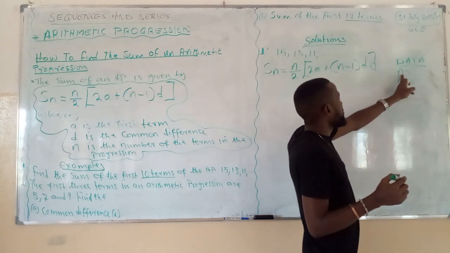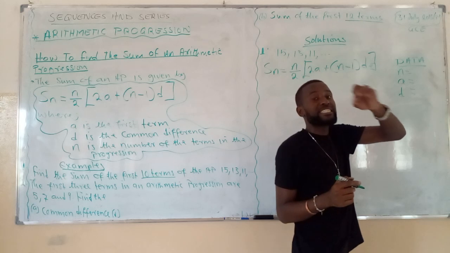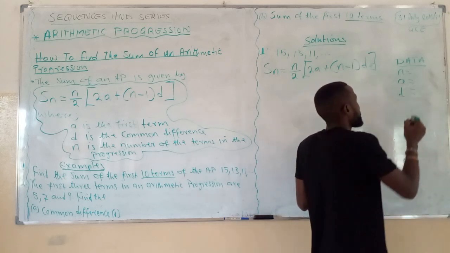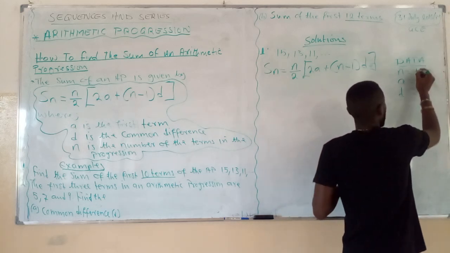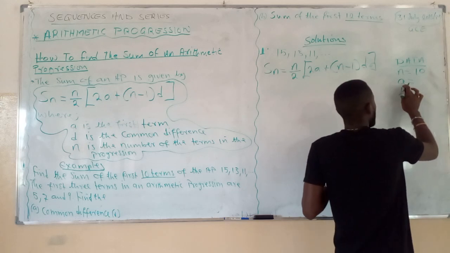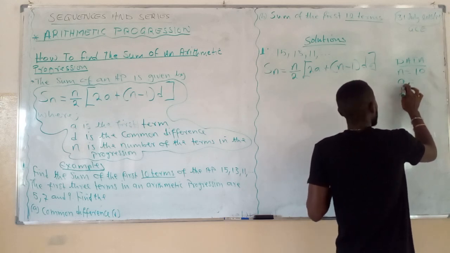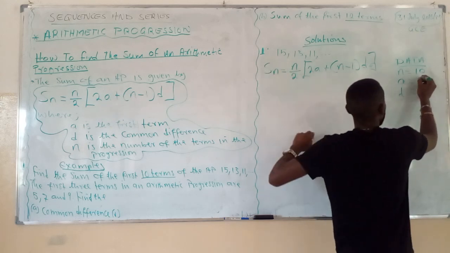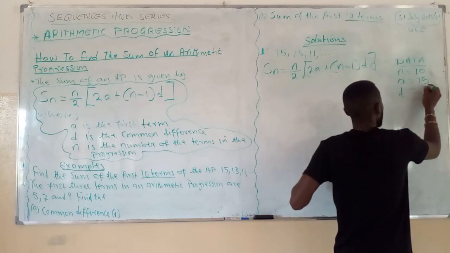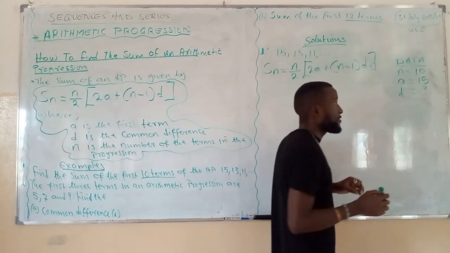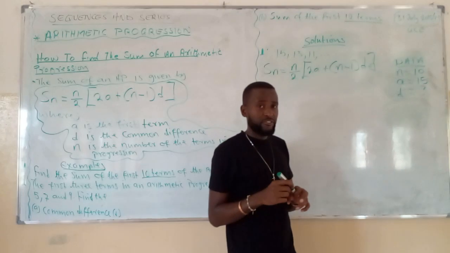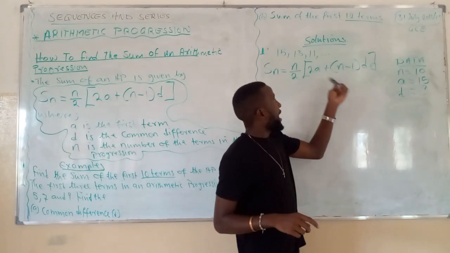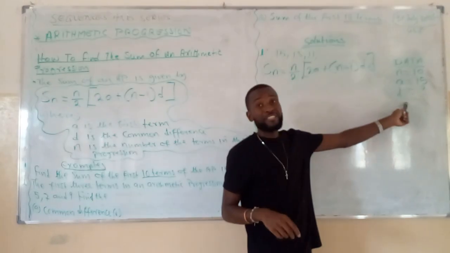What is my n? Remember, n is the number of terms that are given in that sequence. We have how many? 10. The first term, a simply stands for the first term. What is my first term? 15. Common difference, I don't know. This d stands for common difference. I don't know the common difference. So it means that before I answer this question, I need to find the common difference.